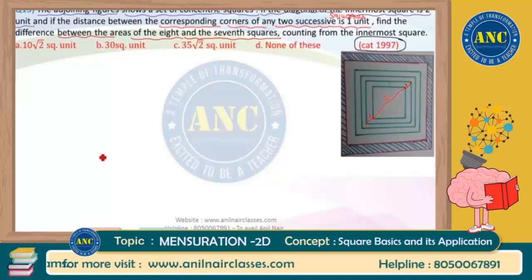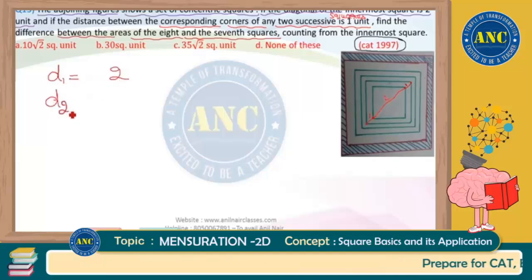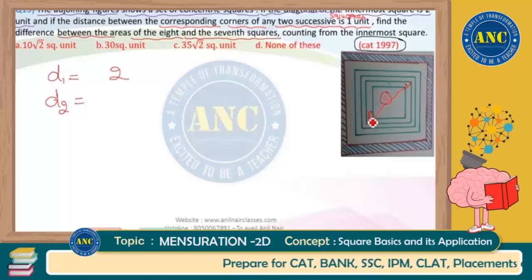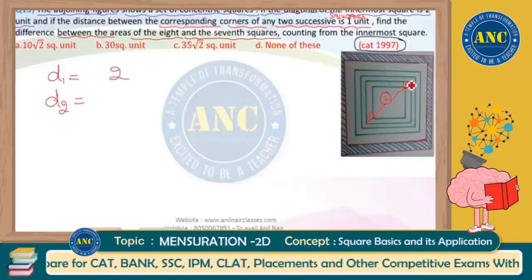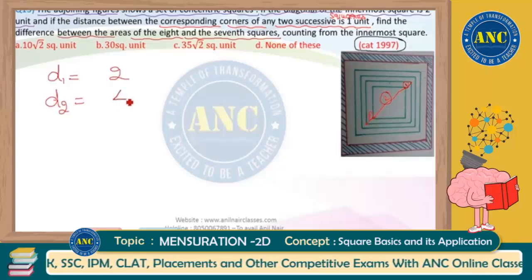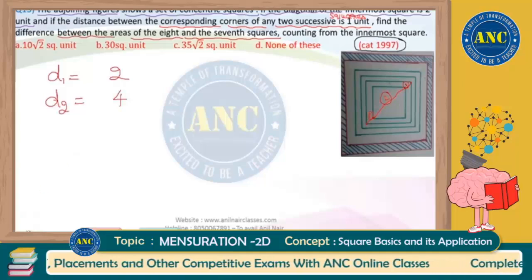Now think logically, sir. First square is having a diagonal of 2 units. If I want to consider only one square, for first square, diagonal is 2 units. For second square, the total diagonal is, here it is 2, here it is 1, here also it is 1. So it is 1 plus 2, 3, 3 plus 1, 4. So 4 units, right? For second square it is 4 units.